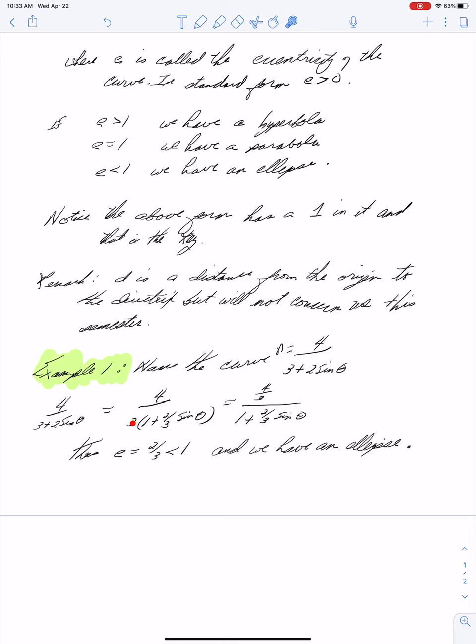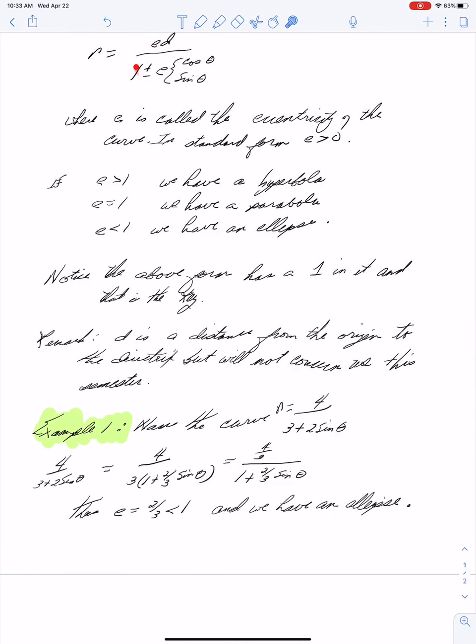What can I do with this 3? The answer is take it upstairs. So I've got 4/3 upstairs, 1 plus 2/3 sine theta downstairs. Now compare this with this up here at the very top, and you figure out that e is 2/3. What's important? 2/3 is less than 1. So if the eccentricity is less than 1, what have we got? An ellipse.